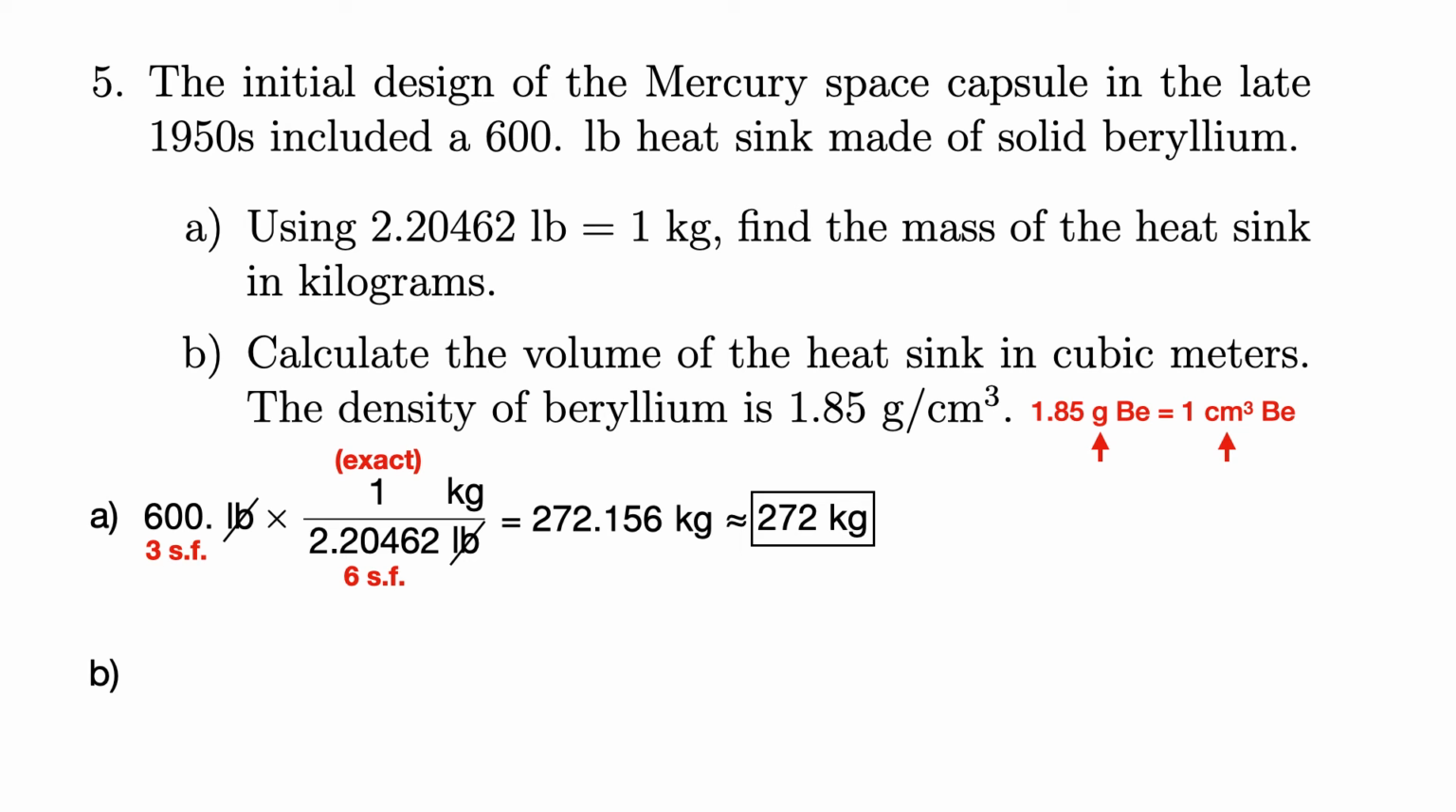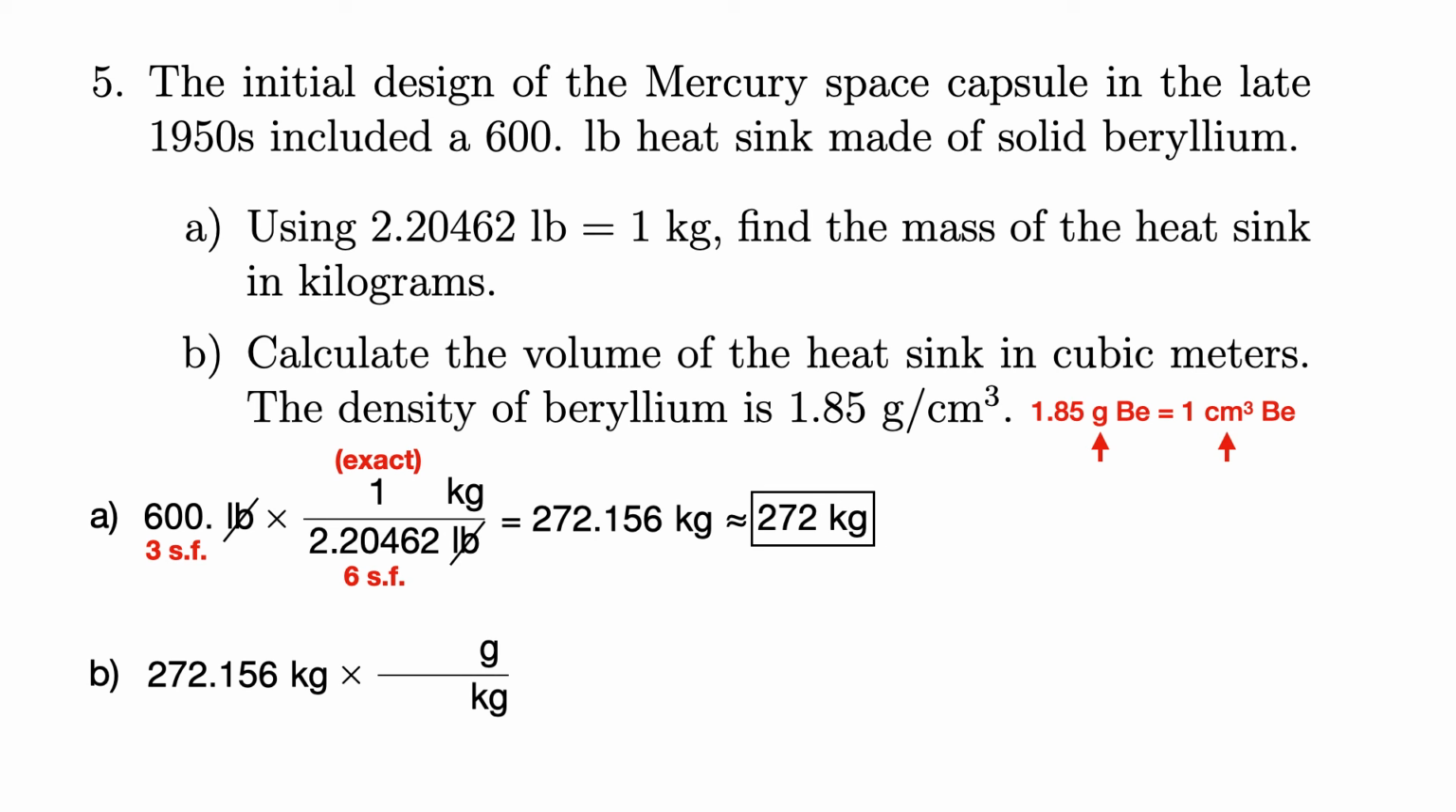So we've got our mass, 272 kilograms, and rather than using 272 kilograms to calculate part B, I'm going to go back to the value before I rounded it off, 272.156 kilograms. In this way, I avoid introducing any error due to the rounding off from part A. So I've got my number of kilograms. I first need to convert that to grams before I can use the density that was given. So I'm going to want to convert from kilograms to grams.